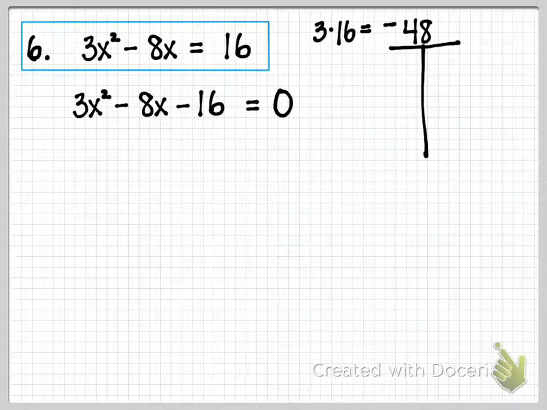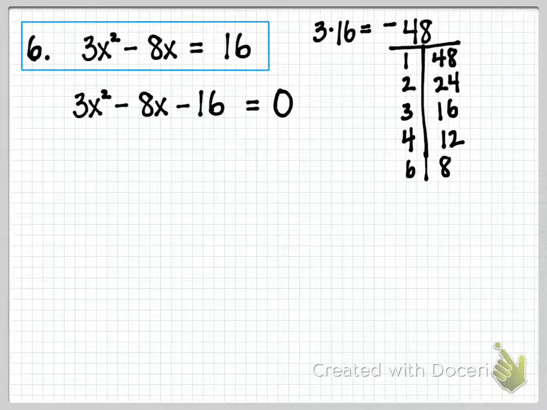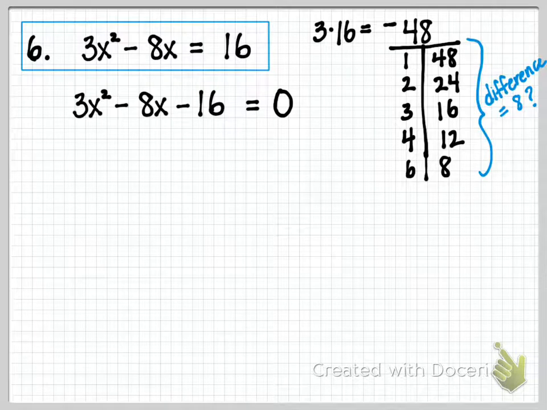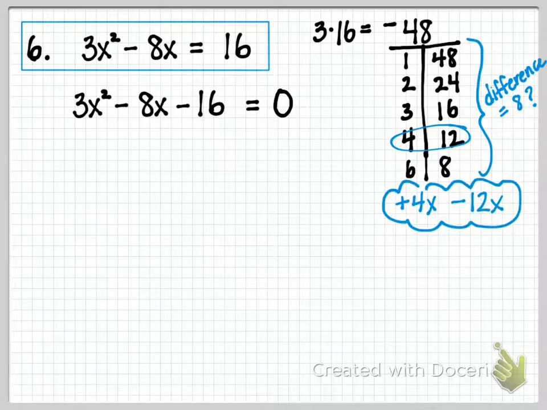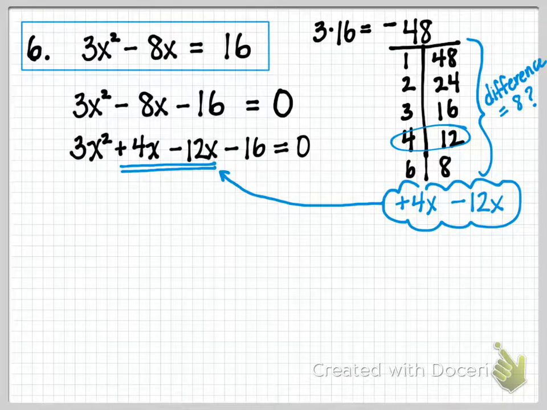So we're looking at the factor pairs of negative 48. And so there's all the factor pairs of negative 48. And now what I want to know is, of those factor pairs, which one of them would have a difference of negative 8? Well, 4 and 12. And I want it to be negative 8, so I know it's going to be negative 12 and positive 4. So now I write it over here.